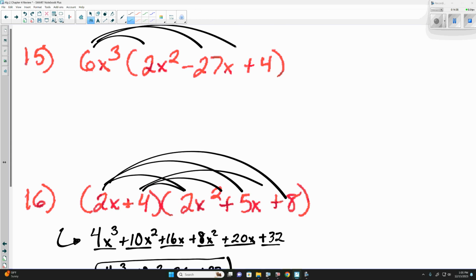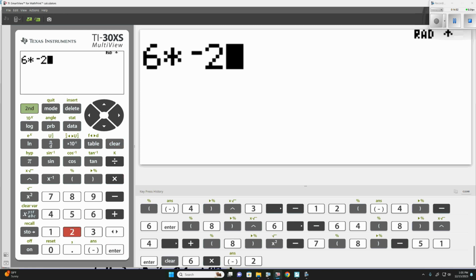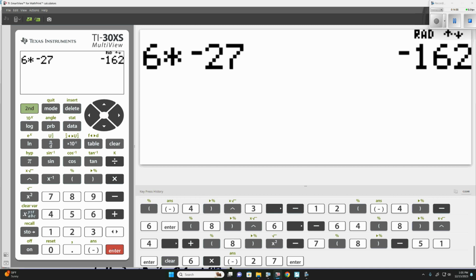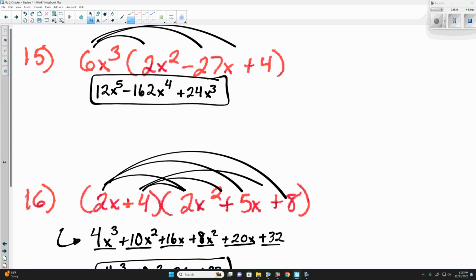Yeah, we're just multiplying everything by 6x cubed. Or 6x cubed times 2x squared. 6 times 2 would be 12. X cubed times x squared would be x to the fifth. 6x cubed times negative 27x. Well, 6 times negative 27 is negative 162, minus 162x to the fourth. So we can multiply the numbers in the calculator, we just can't do the variables. And lastly, 6x cubed times 4 is going to be plus. Now there's no like terms, so we're done.